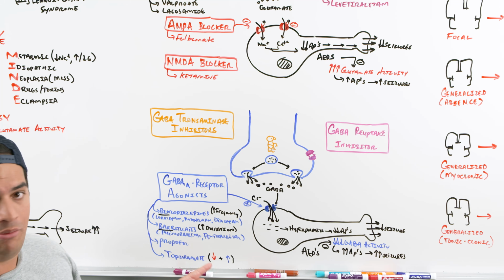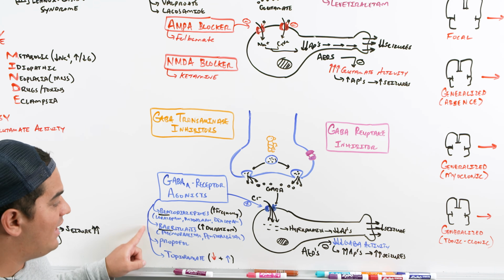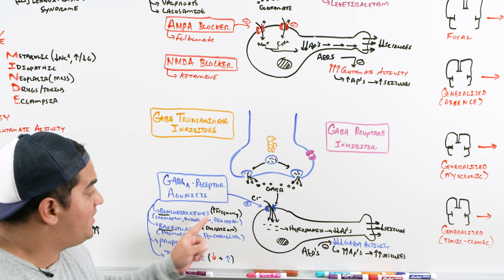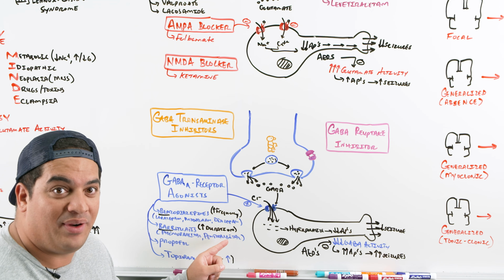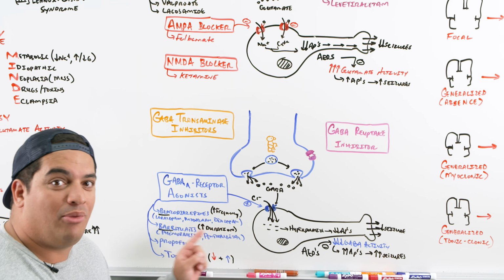These are the drugs here that I want you to remember, with the emphasis on benzodiazepines and barbiturates, and then the emphasis on which one increases frequency and which one increases the duration. Ben likes it more frequent, Barb likes it longer.